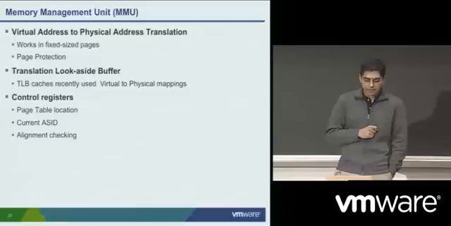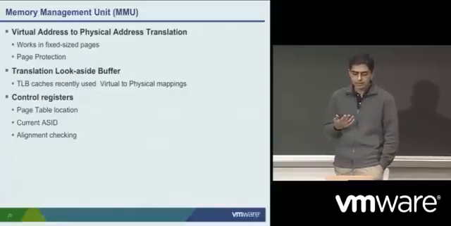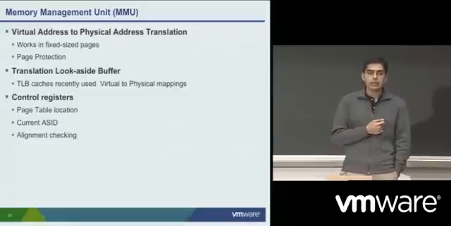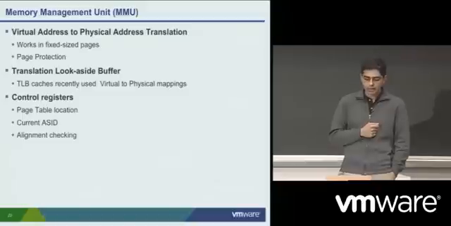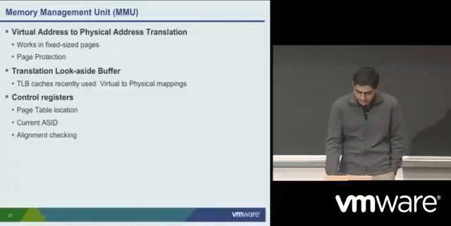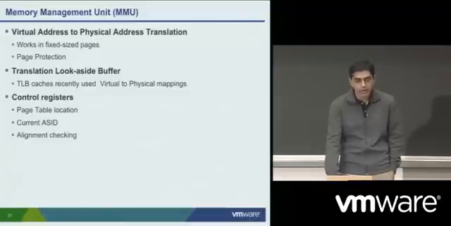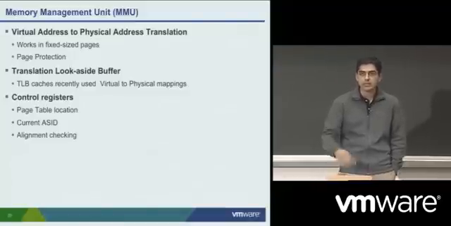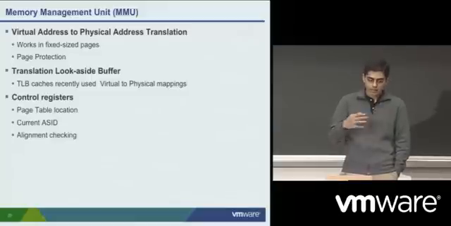The MMU itself consists of various control registers like the page table location, the current address space ID, and whether you should be strictly checking for alignment or not, and so on, that help the operating system manage the translations of virtual address to physical address. The reason I talked about the virtual address space and the MMU in general is because we are actually going to be talking about virtualizing all of this support for the guest.